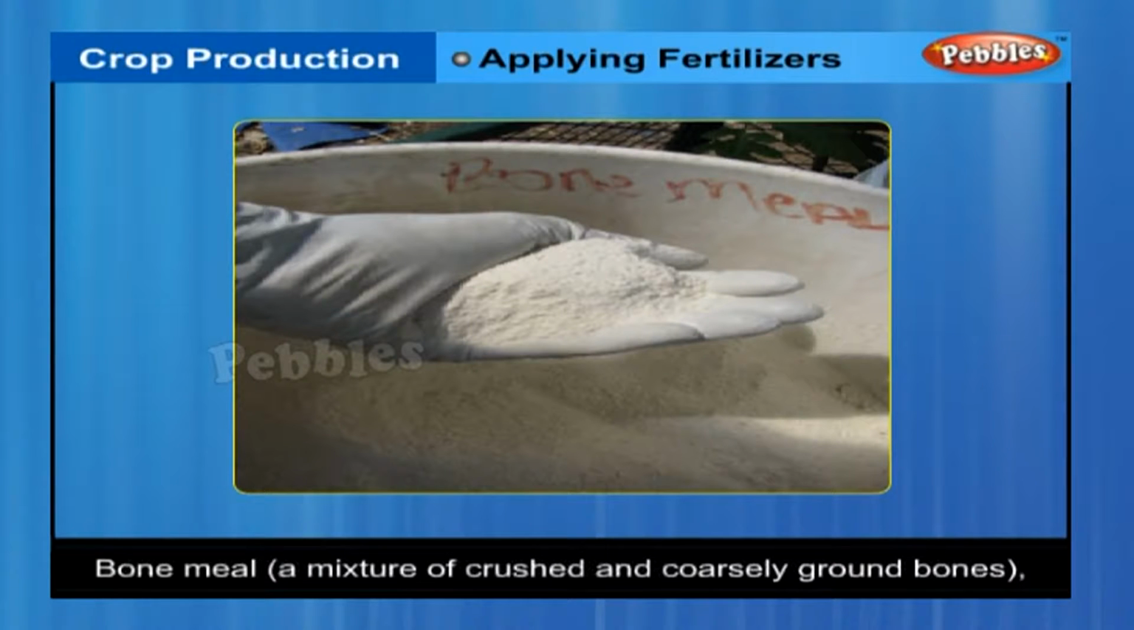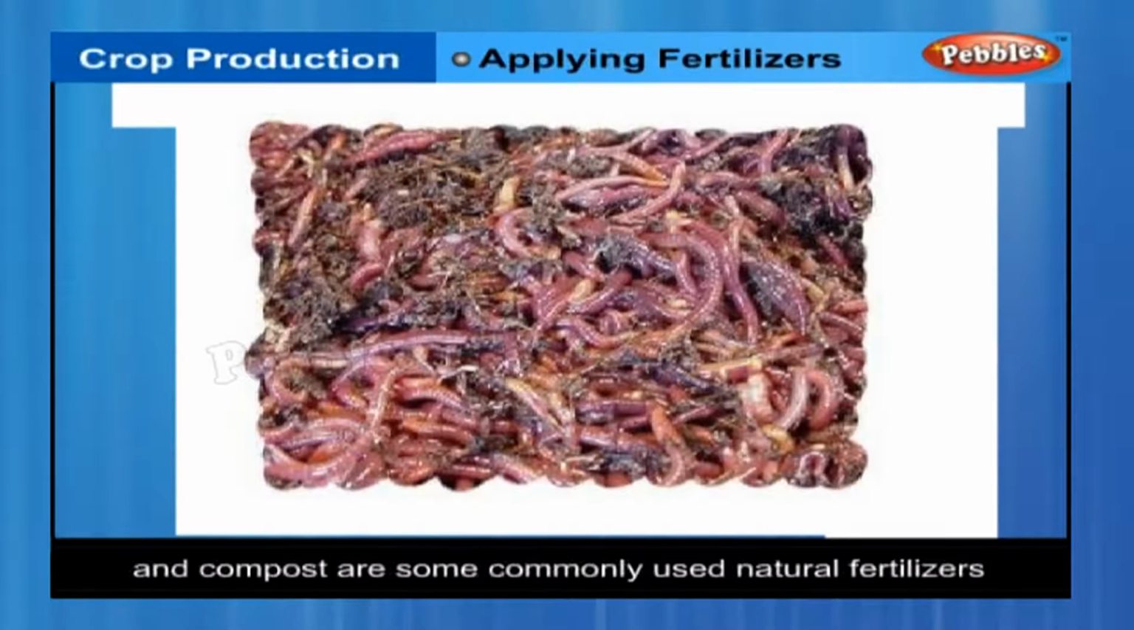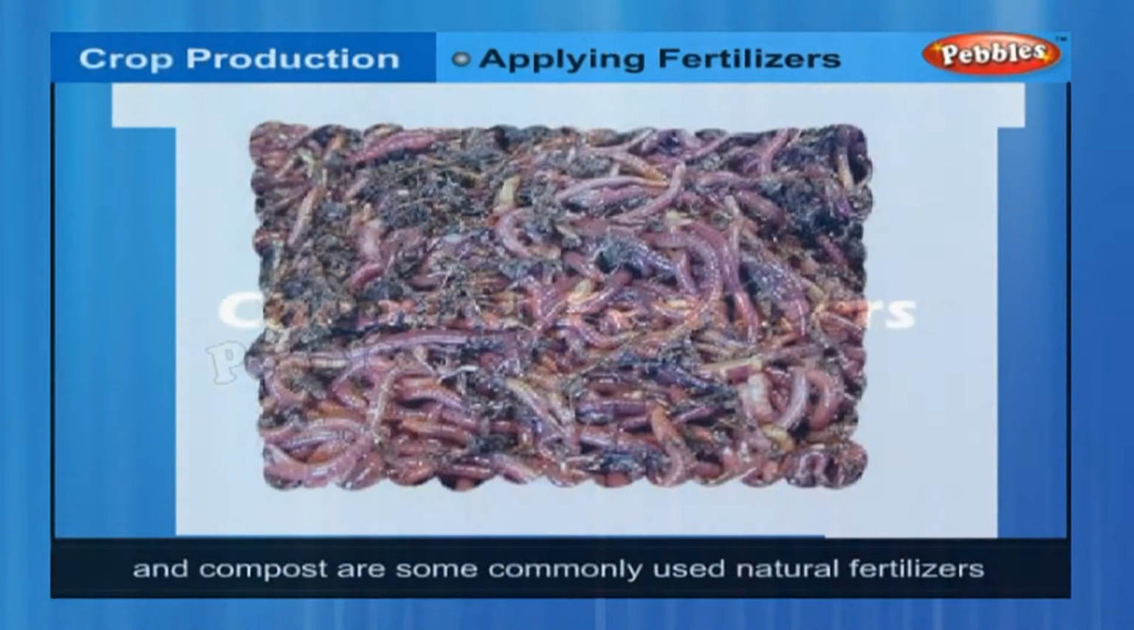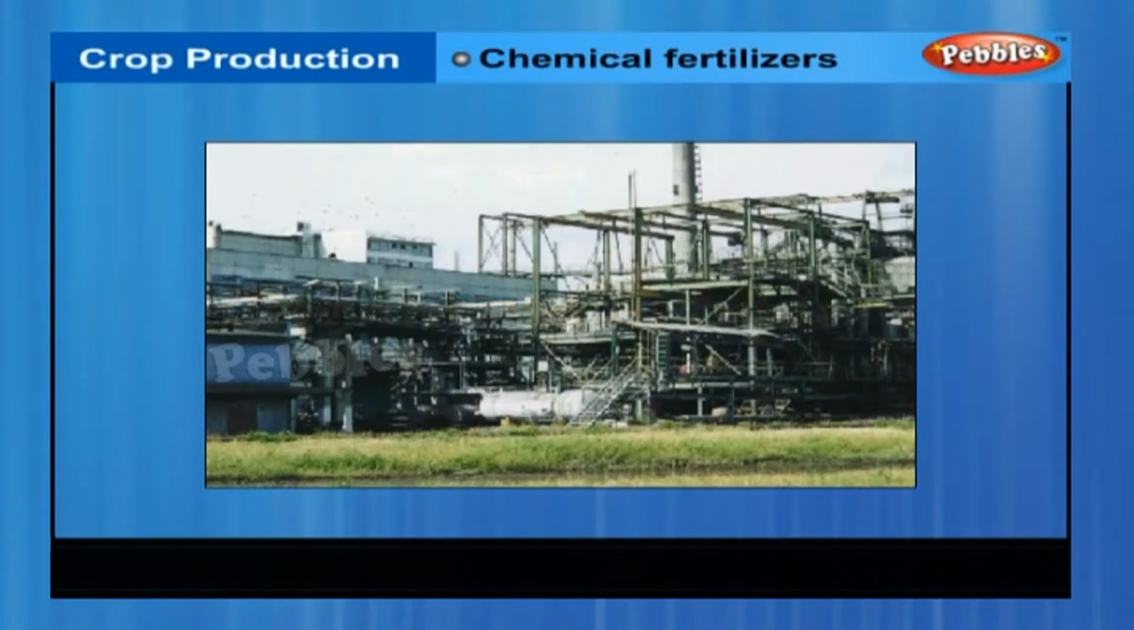Bone meal, a mixture of crushed and coarsely ground bones. Neem bark and compost are some commonly used natural fertilizers. Chemical fertilizers. Chemical fertilizers are manufactured in factories.